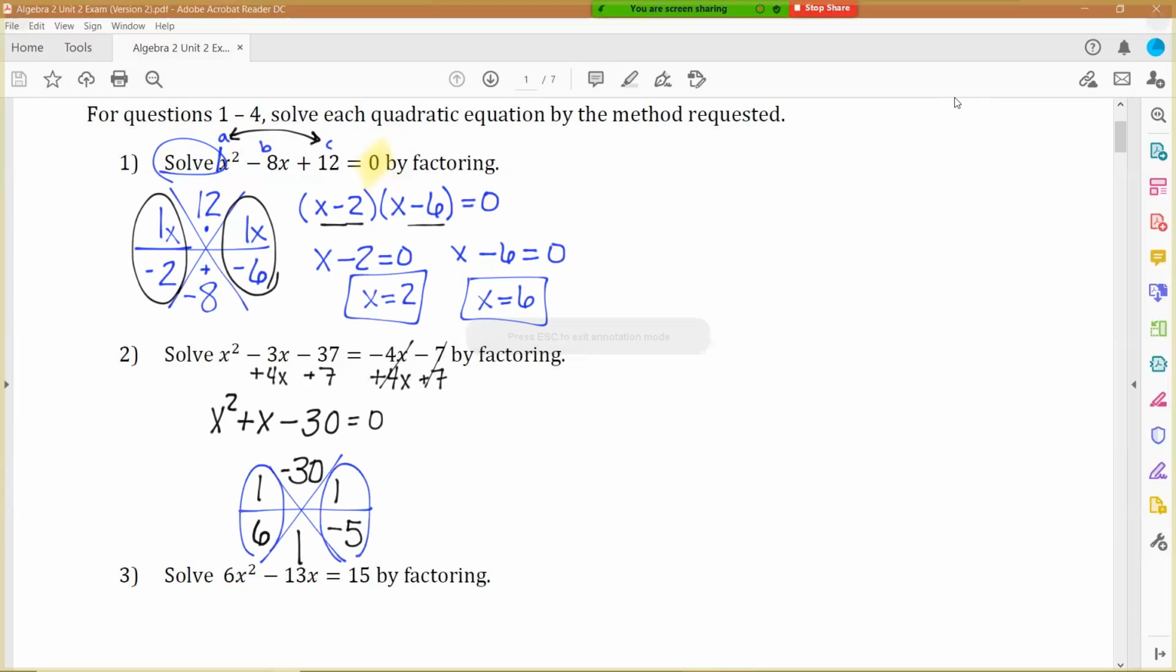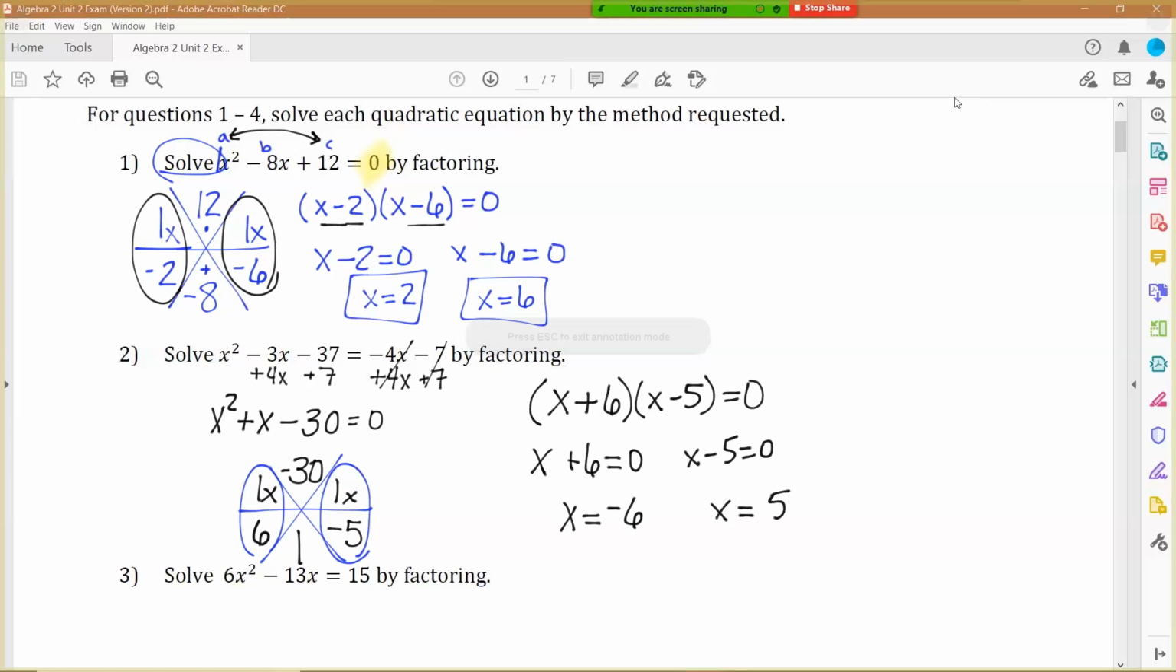So now we're looking at our two fractions to see if we can reduce. We again cannot. So we're going to add our x's to the top and then write our two factors. X plus 6 and x minus 5 still equals 0. Set both our factors equal to 0, so x plus 6 equals 0, x minus 5 equals 0. Gives us answers of -6 and +5.